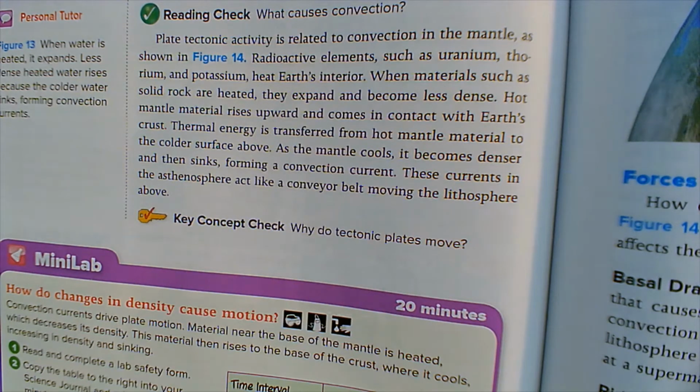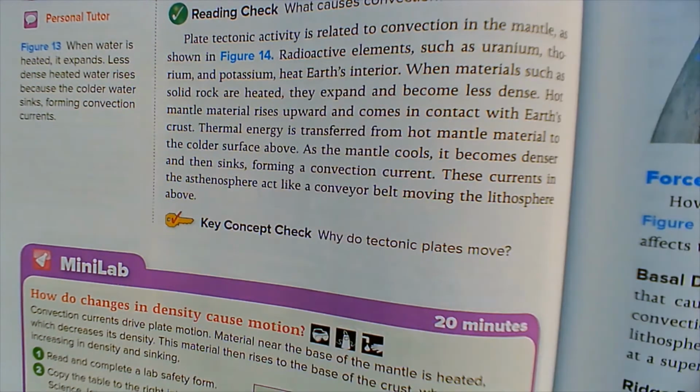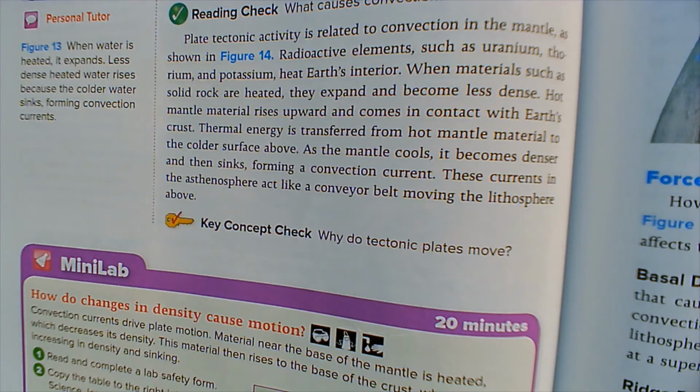Key concept check. Why do tectonic plates move? So tectonic plates move because the mantle moves horizontally under Earth's plates due to convection currents. Earth's plates are carried along by the moving mantle below them.